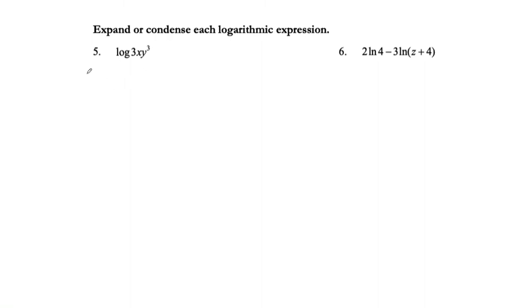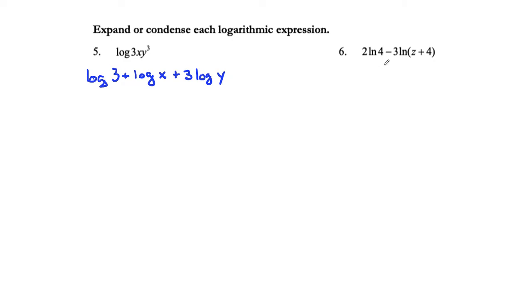As I expand this out, I'm going to end up with log of 3. Now, because the operation between the 3 and x is multiplication, it's an addition sign. And then log of x. And then again, the operation between x and y cubed is an addition sign because of the multiplication. And then since I do have this exponent, I can use my power property and move that out front. So we end up with 3 log of y. This would be the expanded form of our logarithmic expression.